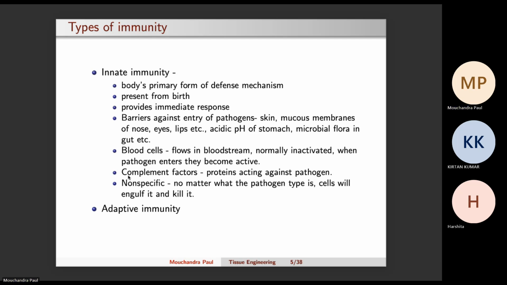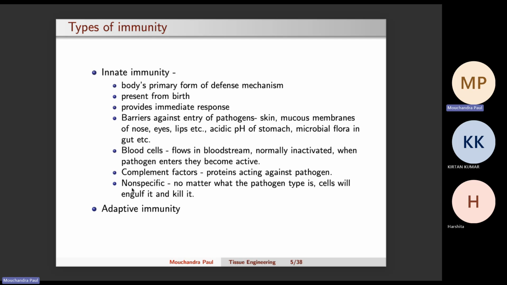Okay. And apart from the blood cells, there are also complement factors that are present in our blood serum. Those also help us to fight against those pathogens. So these are the three components of innate immunity.